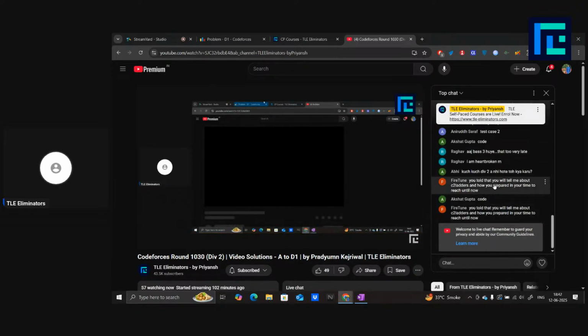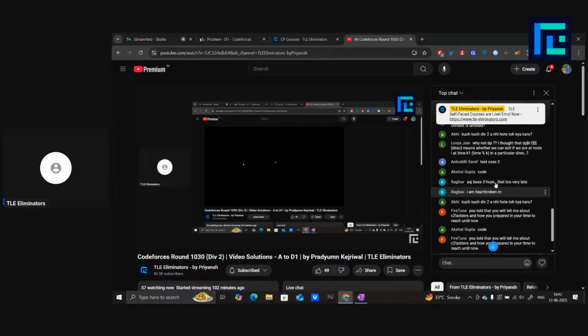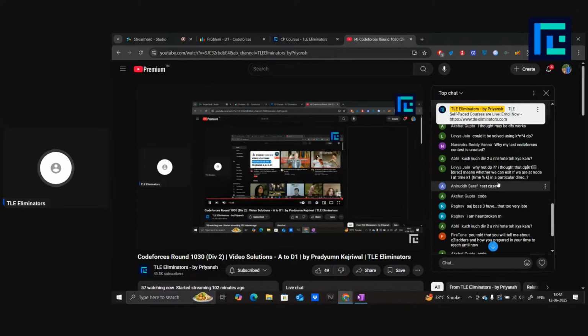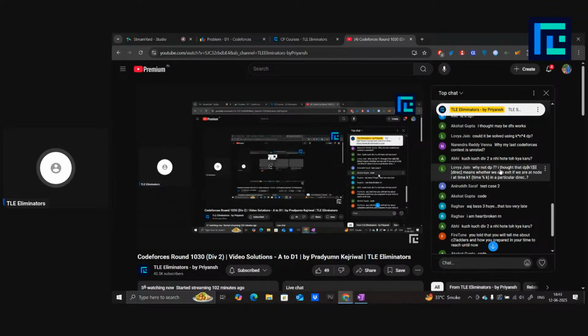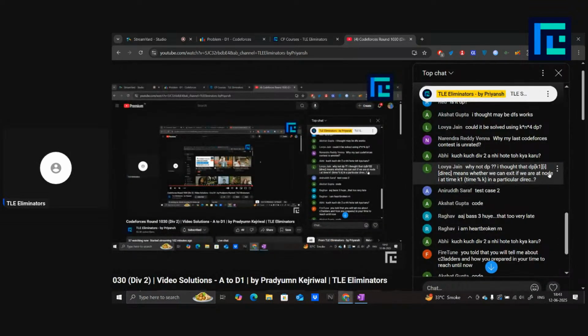Okay, so why not DP? I thought DP of K, 1, I, direction means whether we can exit if we are at node I at time K. Yeah, that's what we are doing.